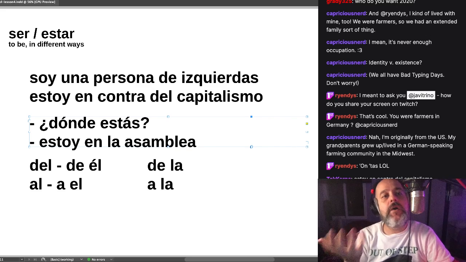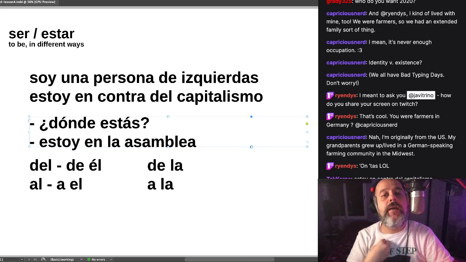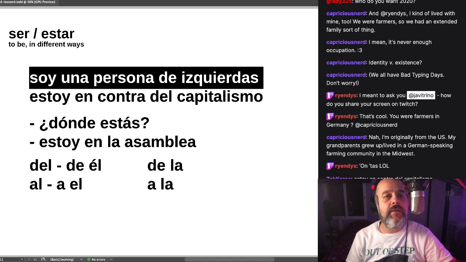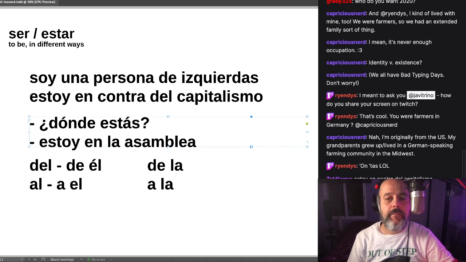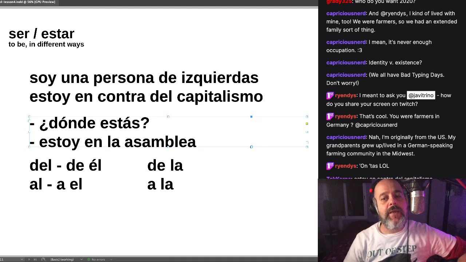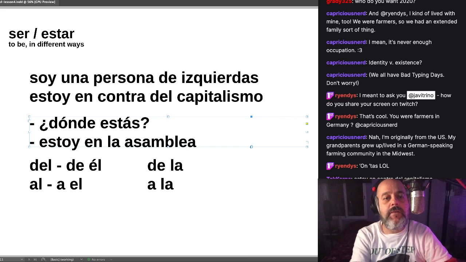It's a place where you are. It's not who you are. So, soy una persona de izquierdas. I am a left-leaning person. It's something that you are. But estoy en la asamblea, it means that you are in the assembly as a circumstance of yours, right? I hope it makes sense. Does it make sense? The difference between ser and estar, which are like two different verbs.